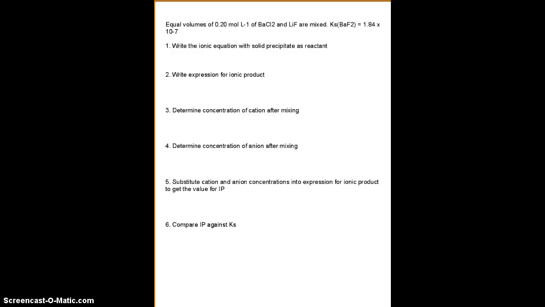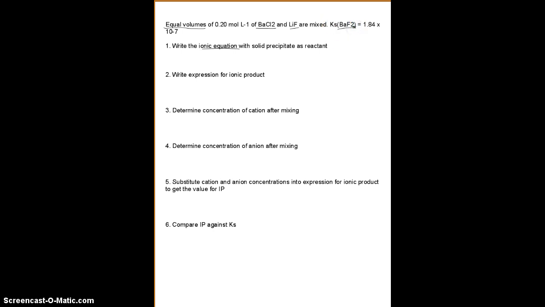This is a tutorial on how to determine if a precipitate is formed when two solutions are mixed. In this case we're going to be looking at the solutions of barium chloride and lithium fluoride. We don't know the exact volumes, we just know that equal volumes of the solutions are being mixed. So the first step is to write the ionic equation for the precipitate that is going to be formed, which we are told is barium fluoride.